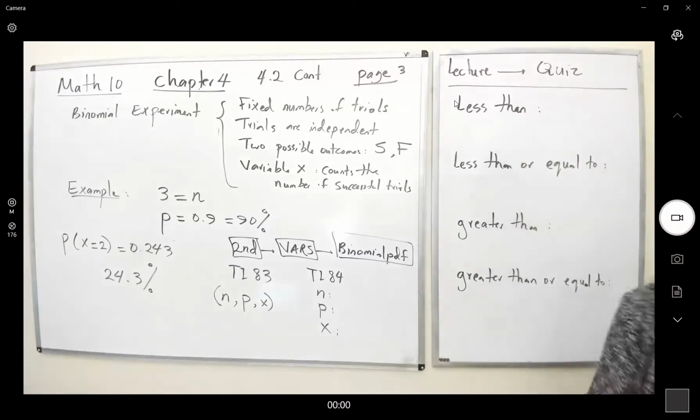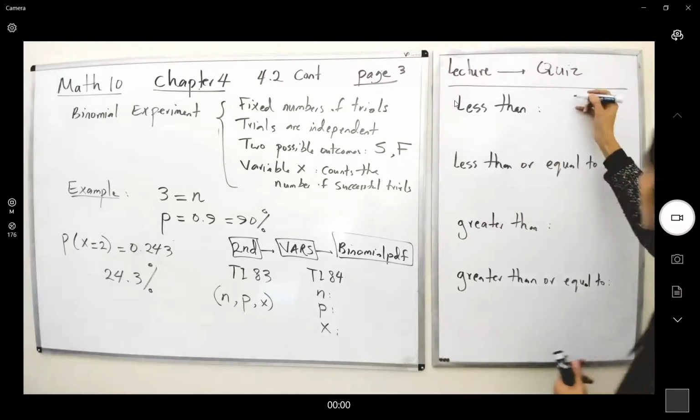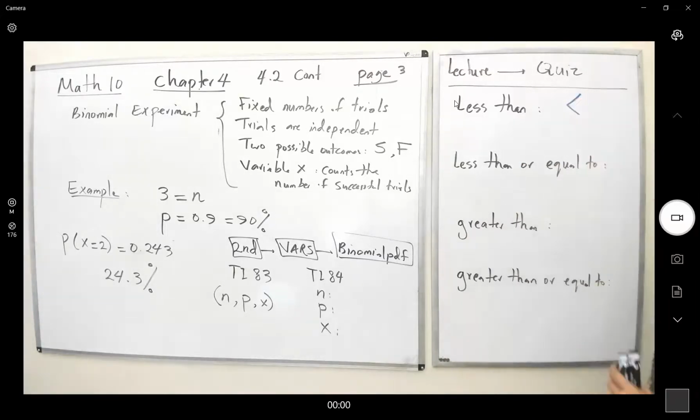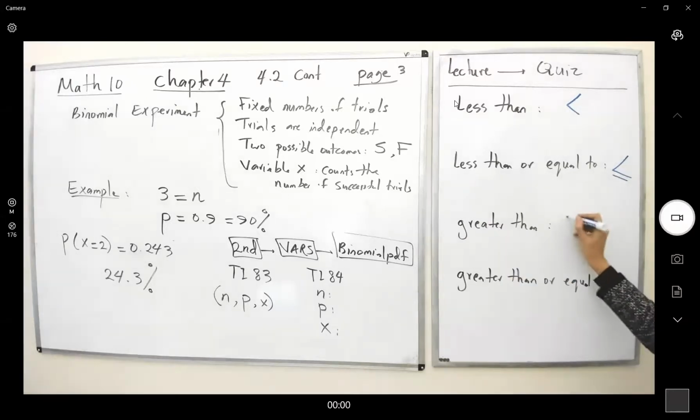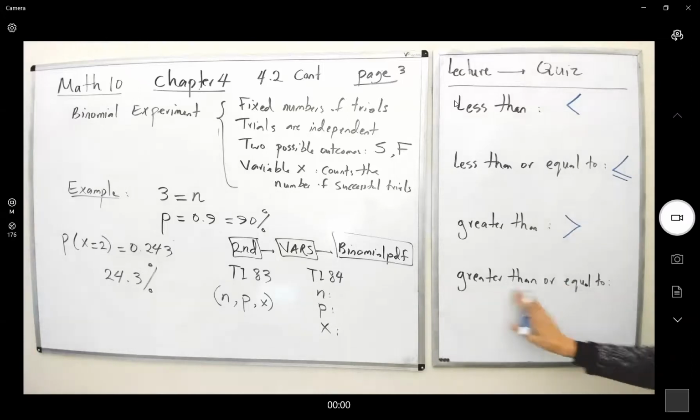Less than, the symbol that you're using is the inequality, less than. Less than or equal to. Greater than, the symbol that you're using is the inequality. Greater than or equal to has equality next to it.